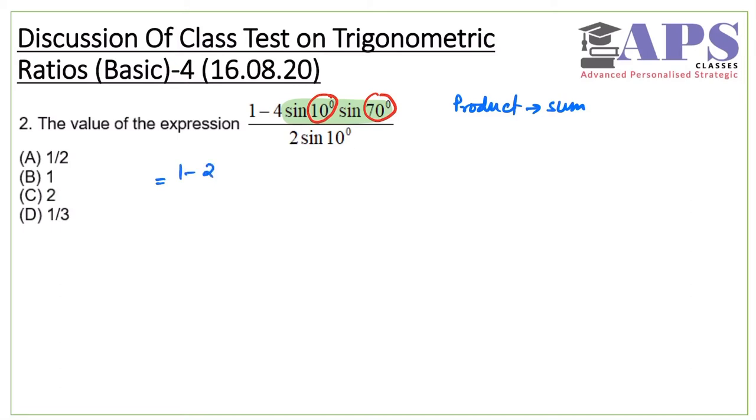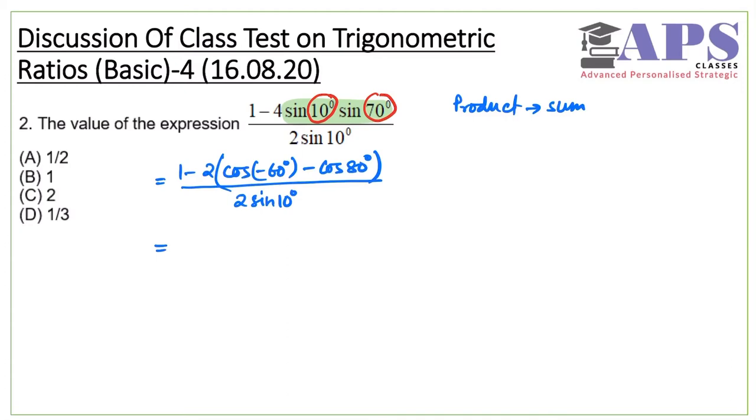If I use that, it will look like 1 minus, I will keep a 2 separate, and then 2 sine A sine B. What is 2 sine A sine B? 2 sine A sine B is cos of A minus B, that's cos of minus 60, minus cos of A plus B, that's cos 80, and divided by 2 sine 10 degree. So this is what we are getting.